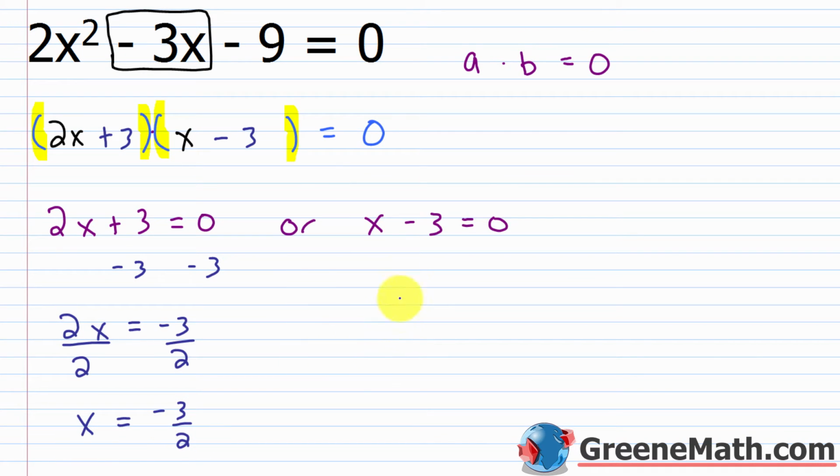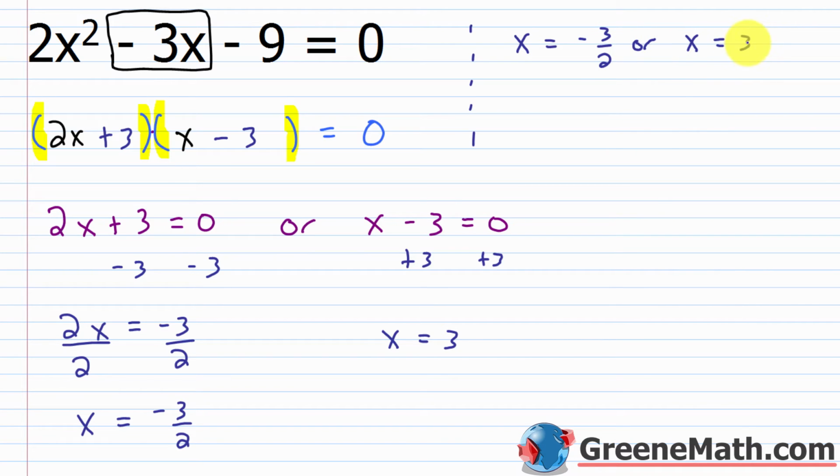Then over here, we add 3 to each side of the equation, and we would have x is equal to 3. So you have two solutions here. X equals negative 3 halves, or x equals 3. Let me just kind of notate that up here. We'll say x is equal to negative 3 halves, or x is equal to 3. Using solution set notation, we could put negative 3 halves, comma, 3.